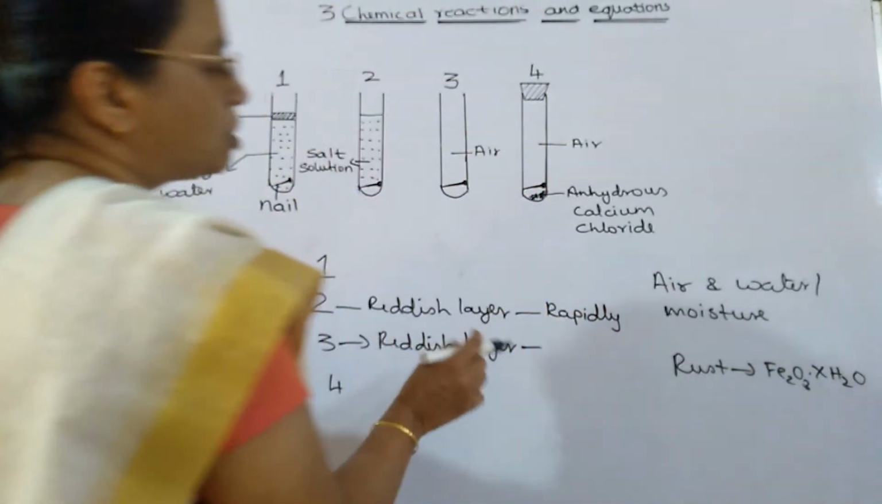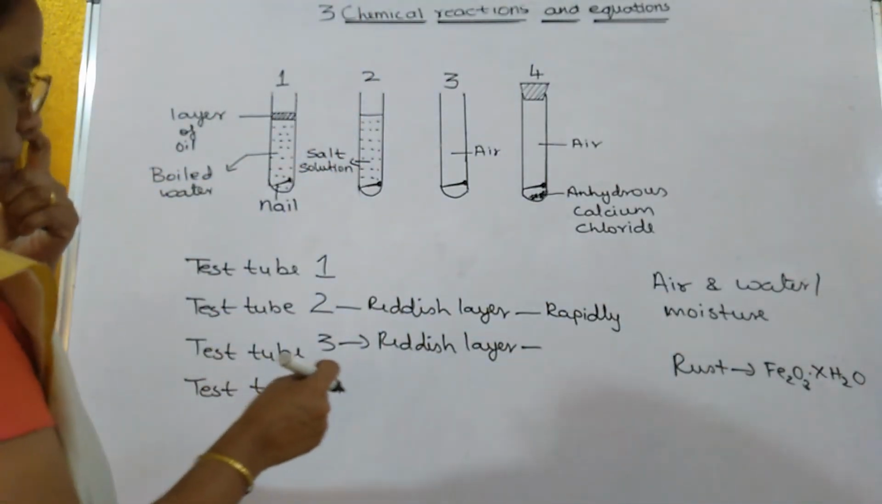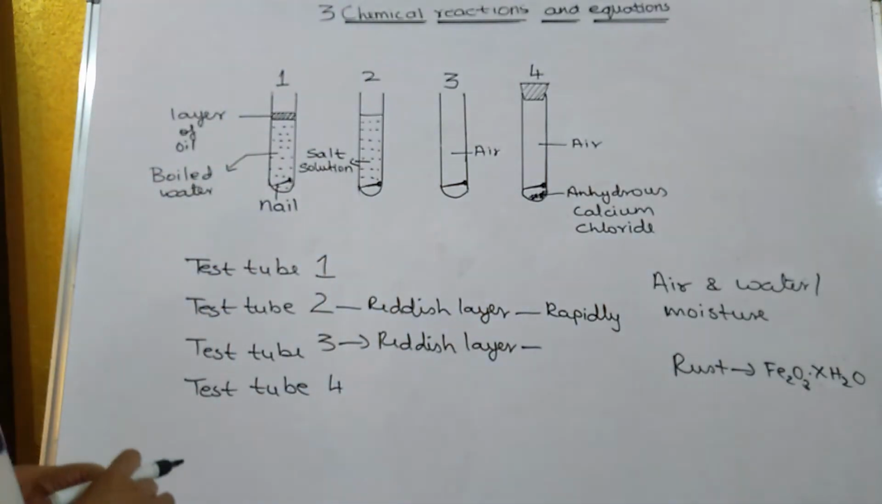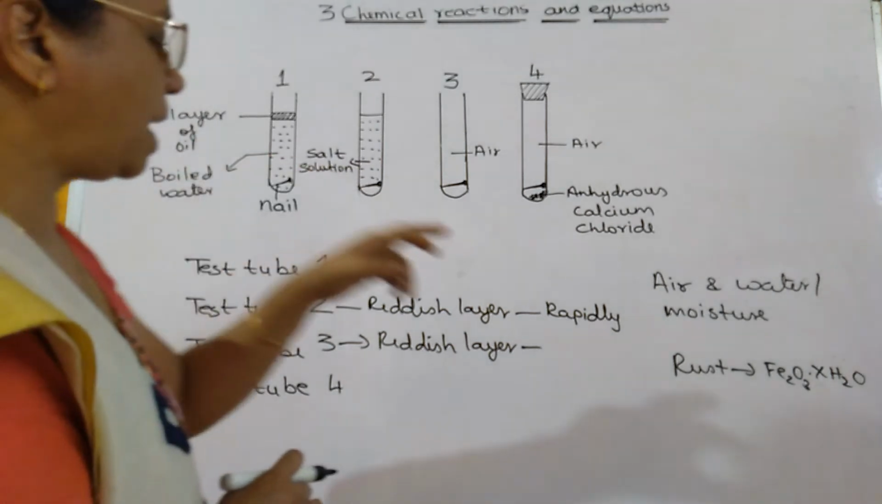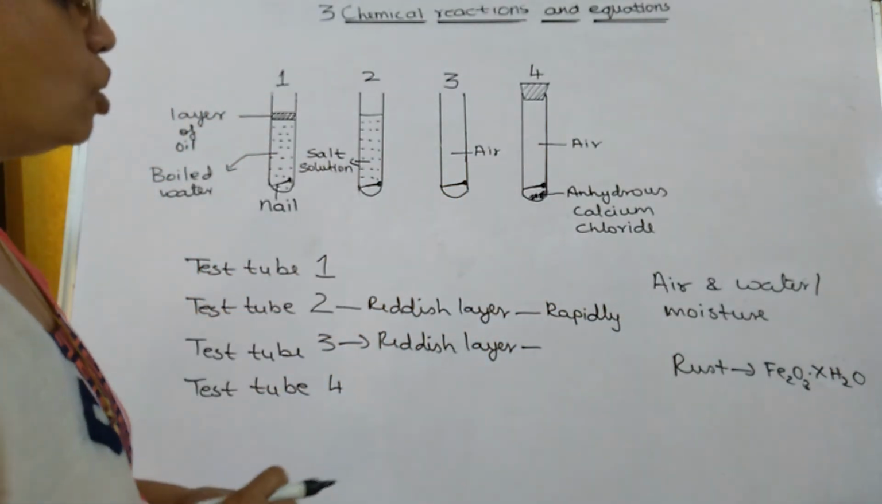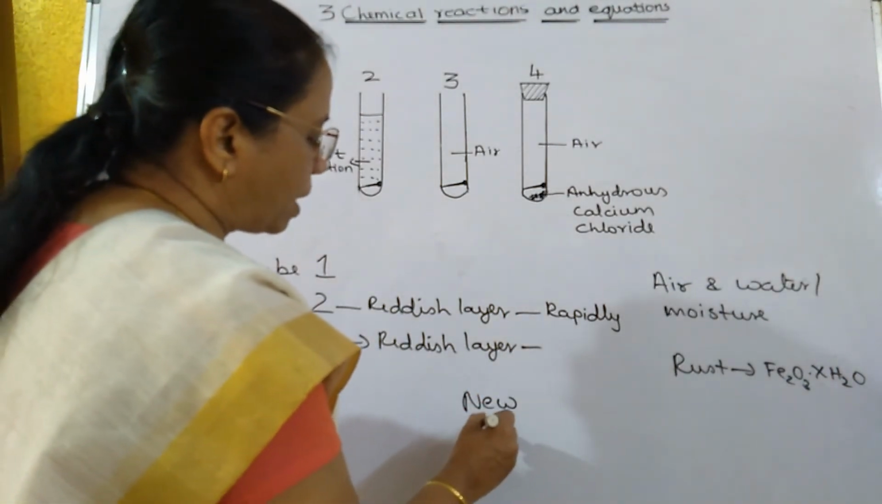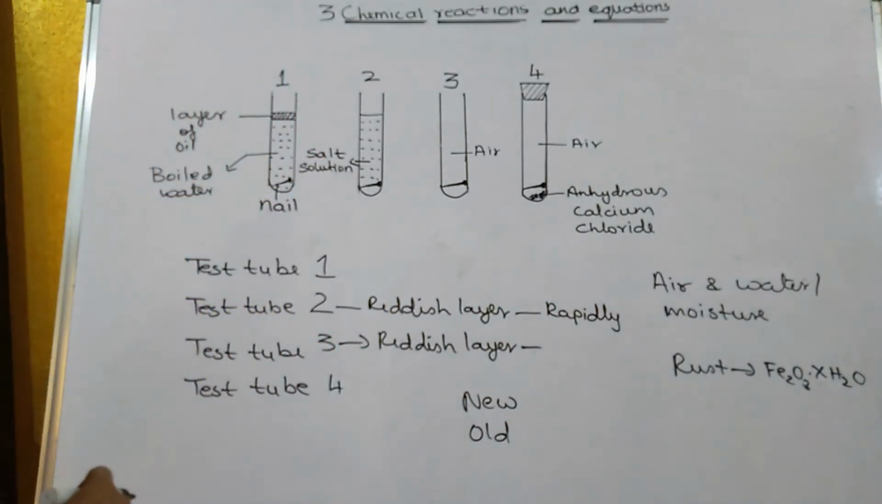XH2O. This formula is very important. They do ask in exam what is the formula of rust. The formula of rust is what? Fe2O3 dot XH2O. And from this we conclude that water and air or moisture and air is necessary for the formation of rust. You must have seen that new vehicles look very shiny, whereas the old vehicle looks very dull. Why does it look dull? Because of the formation of rust on the metallic surface.